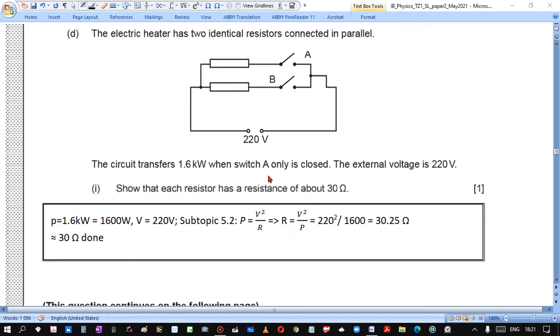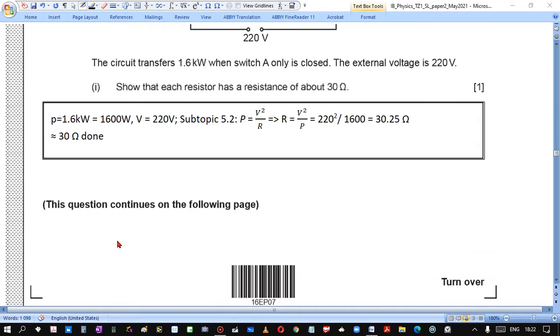D. An electric heater has two identical resistors connected in parallel. The circuit transfers 1.6 kilowatt when switch A only is closed. The external voltage is 220. Show that each resistor has resistance of about 30 ohm. So power we change into watt. Subtopic 5.2 gives us the formula for power, voltage squared over R. We rewrite this formula for resistance R. We put the values and we get, to two significant figures, 30 ohm.